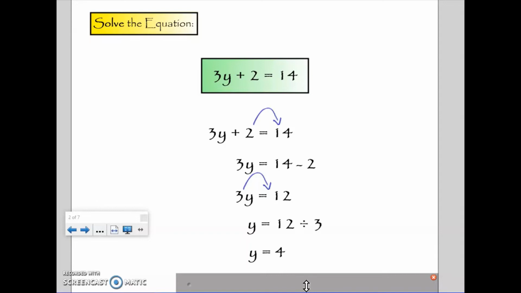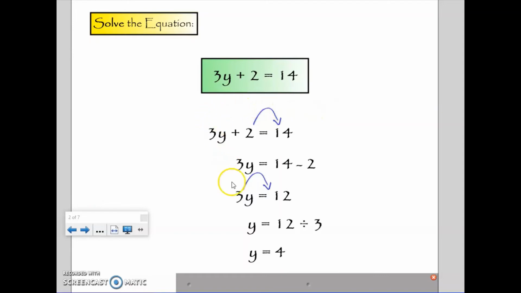If we take the number 4 and substitute it into this equation up here, so if I substitute the number 4 as y up here, we should get the answer 14. So if I did 3 times 4, which is 12, then I added on the 2, I'd be left with 14. So I've double checked my answer to make sure I've solved the equation correctly.